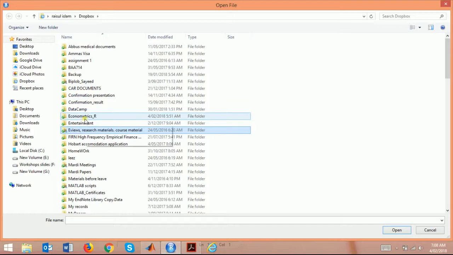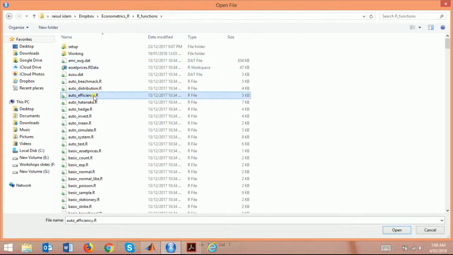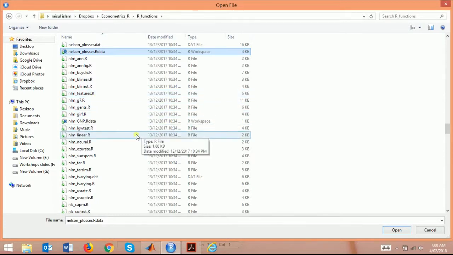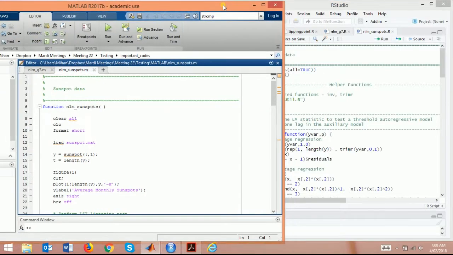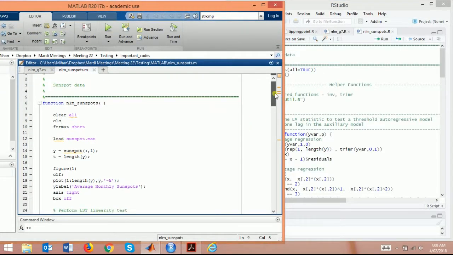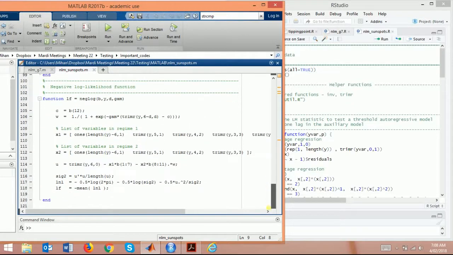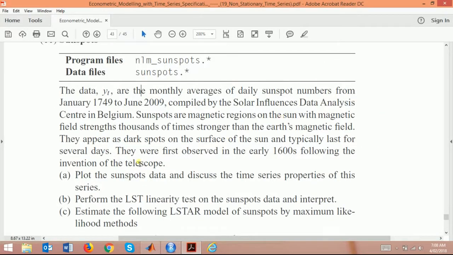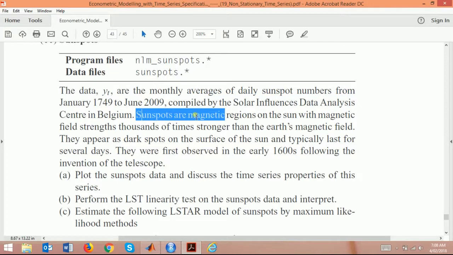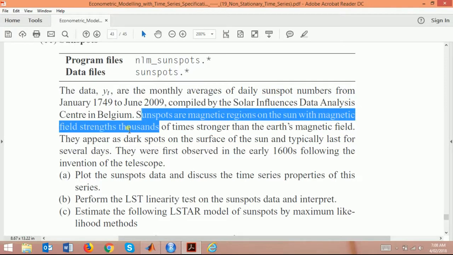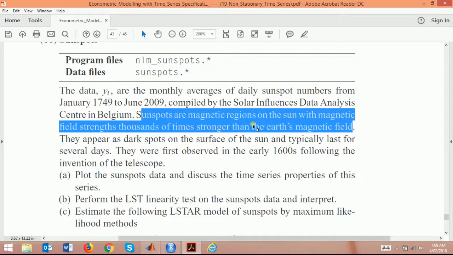You might be thinking that I didn't compare the MATLAB code with R. It really doesn't matter at this stage. This is a magnificent program, and even if you have to download MATLAB for it, I would go for that. It's an easier program. The data Y are monthly averages of daily sunspot numbers compiled by the Solar Influence Data Analysis Center in Belgium. Sunspots are random generation of explosions in the sun. Sunspots are magnetic regions on the sun with magnetic field strength thousands of times stronger than the Earth's magnetic field, whatever.